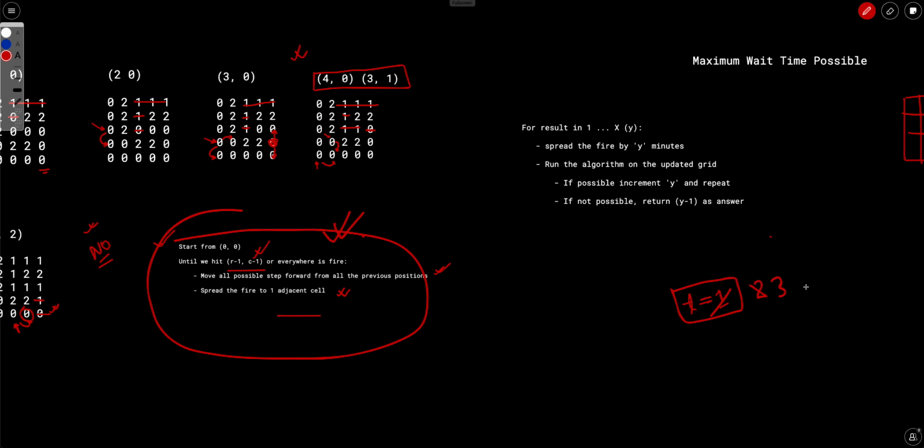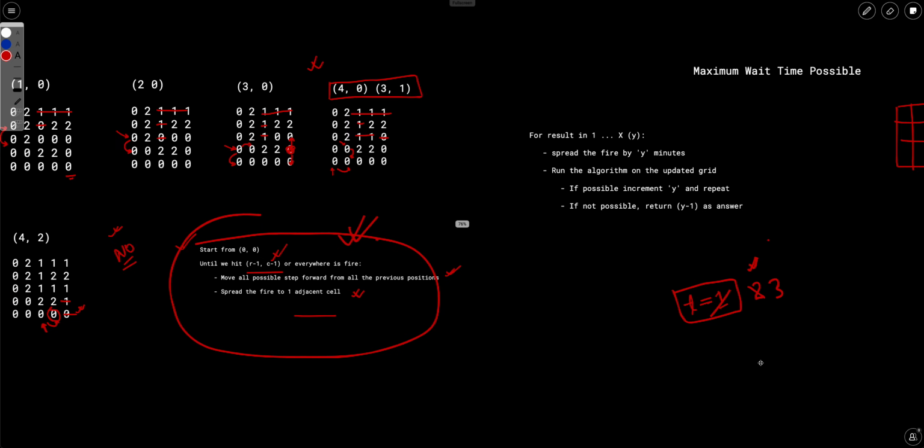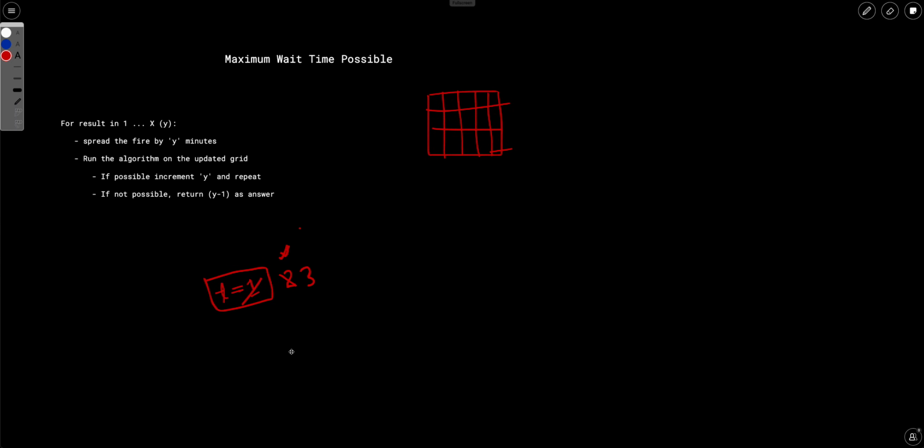If the answer is yes, we will try with 4. If the answer is no, it means if the man waits for 3 seconds, he can't make it to the destination. So that's where we will just return 2, because 2 is our answer. Okay, so what is the time complexity of this approach?